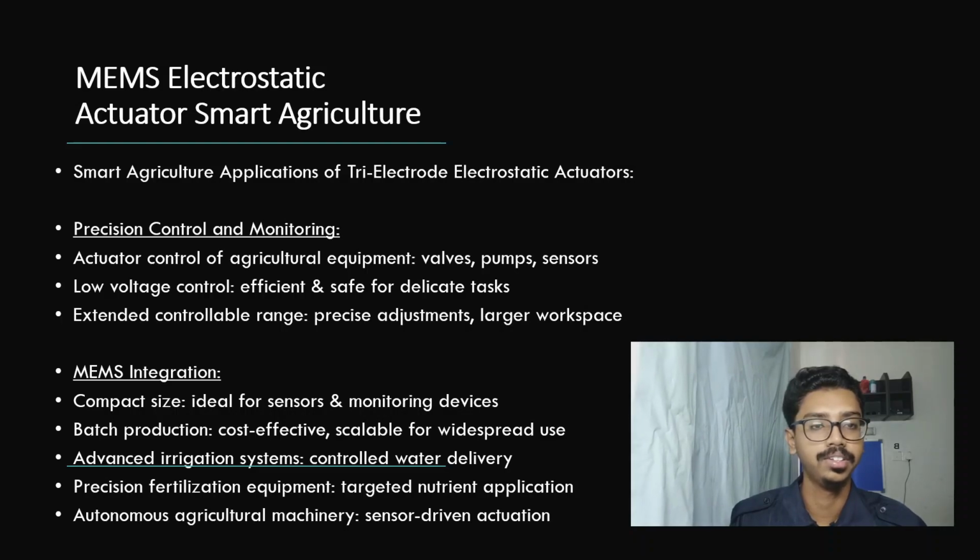In smart agriculture, the electrostatic actuator design can be used to control and manipulate agricultural equipment such as valves, pumps, and sensors. The low controlling voltage and extended controllable range demonstrated in the tri-electrode actuator can be used in the development of agricultural machinery and systems. The compact size is suitable for agricultural sensors.